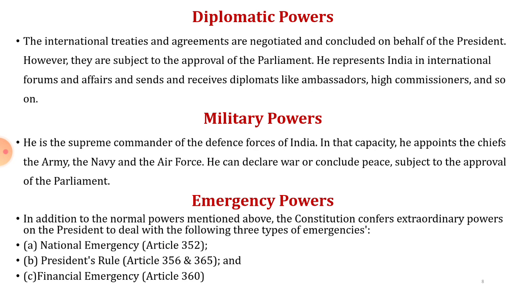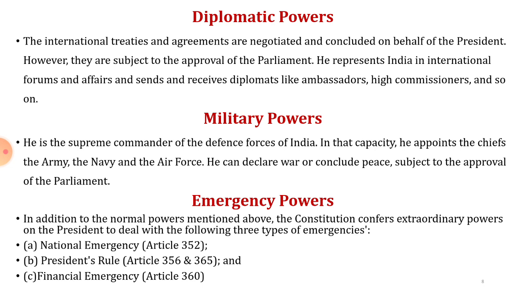Then diplomatic powers. International treaties and agreements are negotiated and concluded on behalf of the president. However, they are subject to the approval of the parliament. He represents India in international forums and affairs and sends and receives diplomats like ambassadors, high commissioners and so on. Whereas the military powers: he is the supreme commander of the defense forces of India.